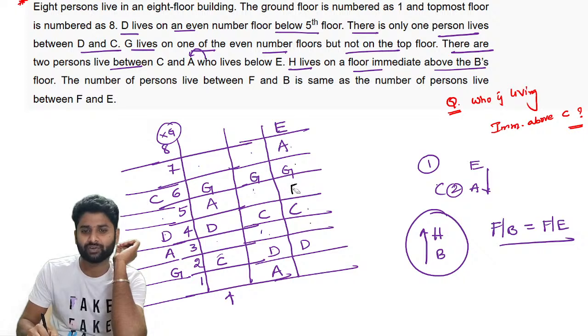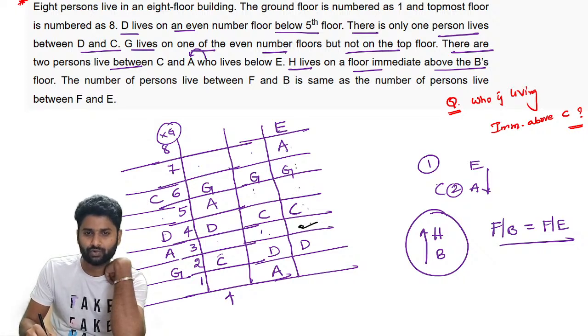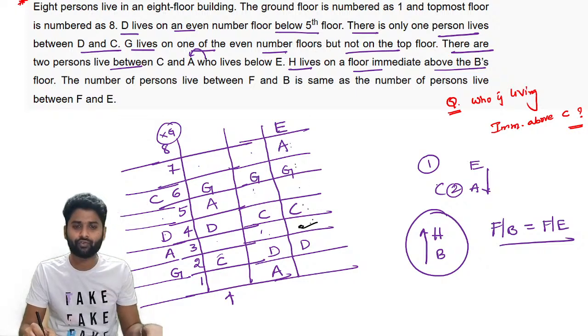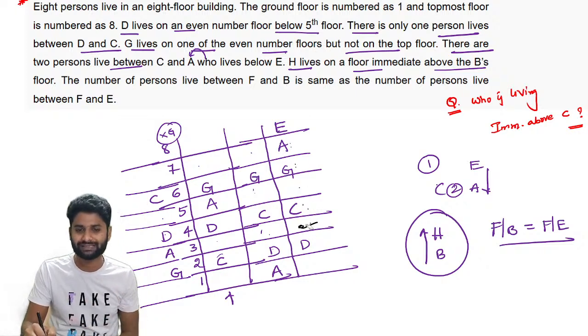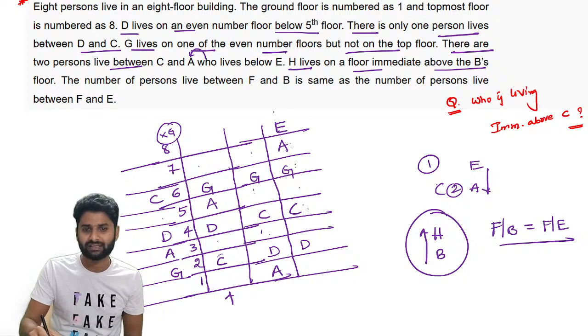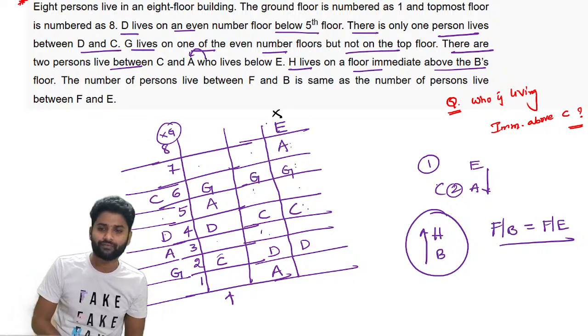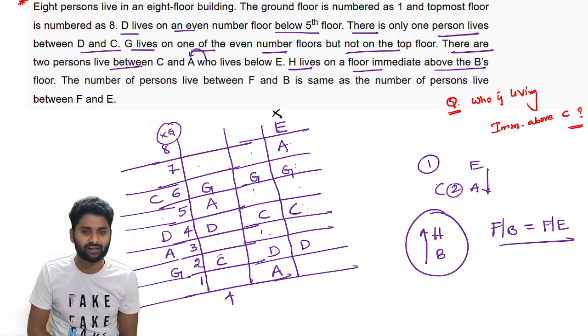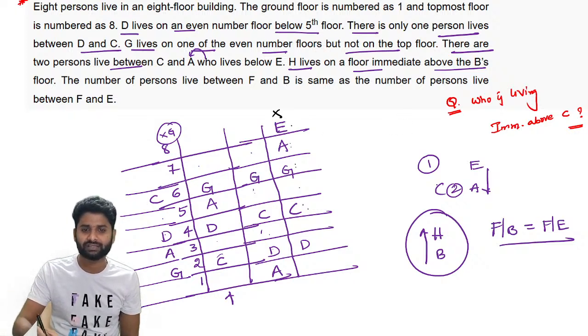So here F is not possible. Why? Because it is already occupied with D. If you take F here, one, two, three, four, four floors between F and E, and you cannot place E. So in this information, you are unable to fix the F, guys. It's difficult. So you cannot place F, so you can eliminate this case.